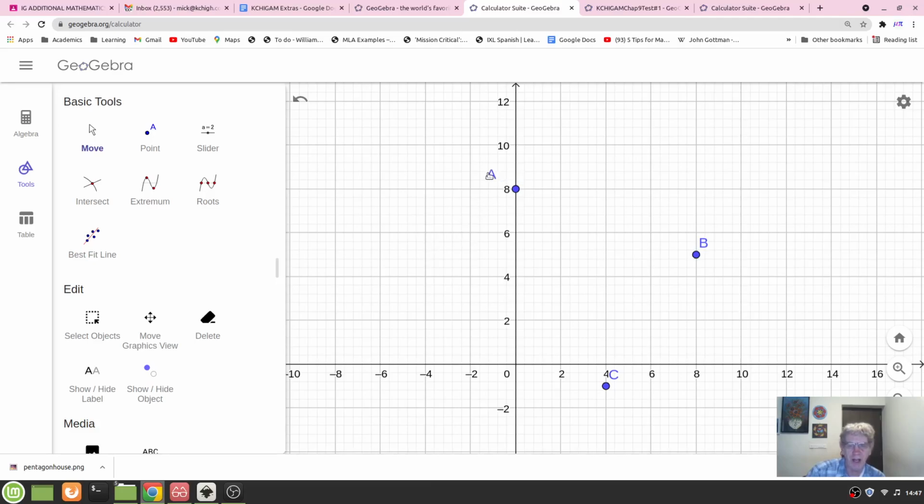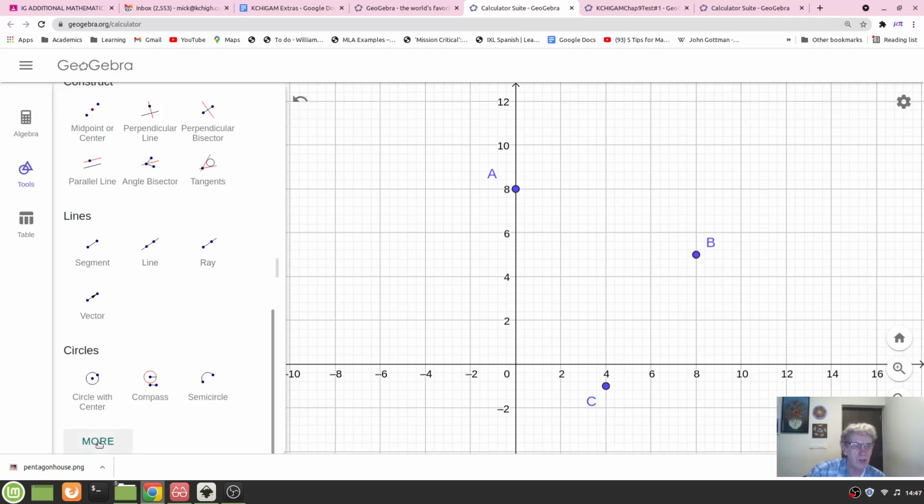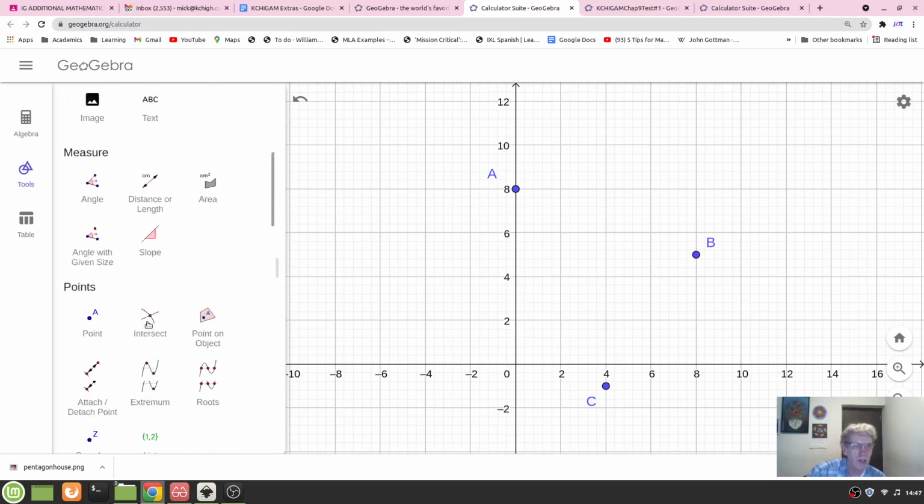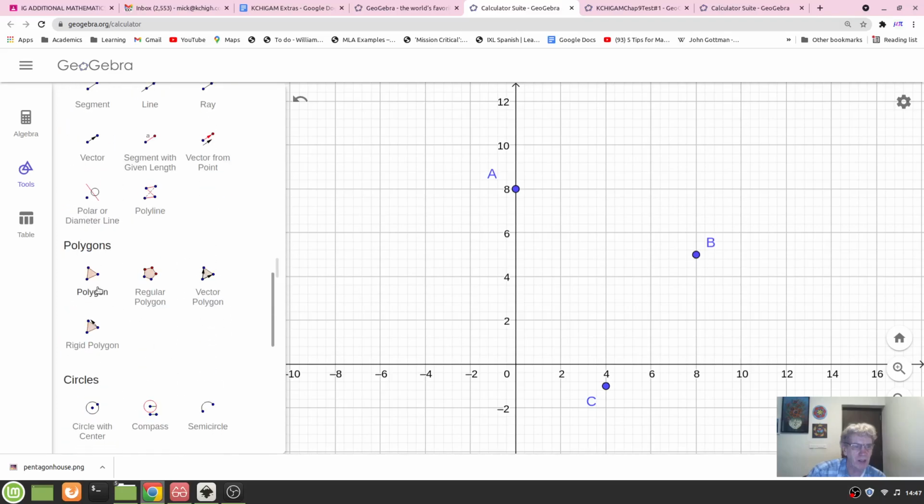Now, so I've got ABC, I've got a triangle. Unfortunately, this textbook doesn't put things in counterclockwise or anti-clockwise order, but that's okay. Just for the fun of it, I might use the polygon tool. I'll come down and hit more, and just to sort of shade in that triangle a little bit. Where is polygon? There it is. Here's my polygon. I go from A to B to C and then back again to A.